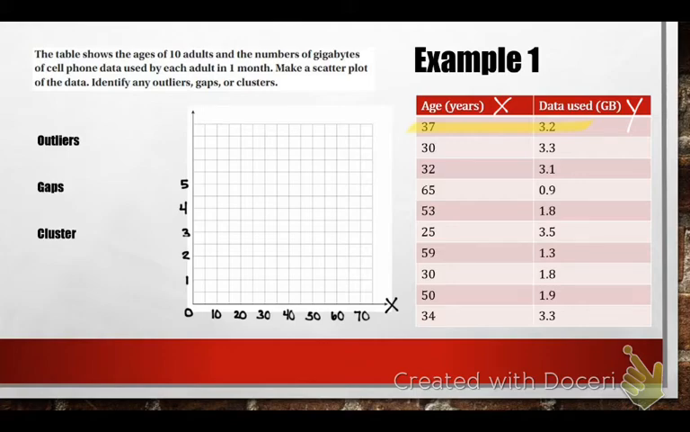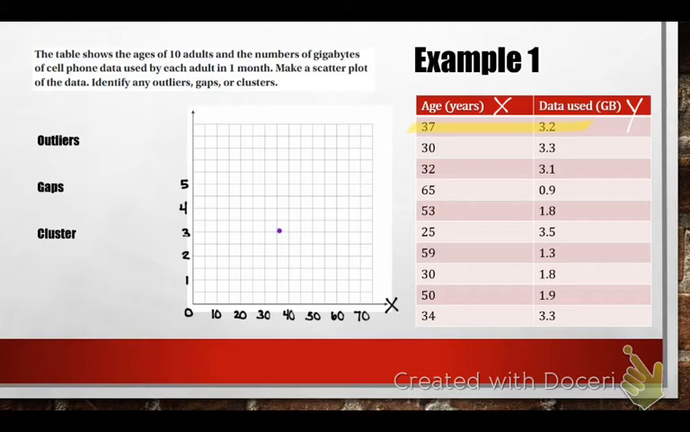So the first one is 37 and 3.2. So I would follow the age over to 37. That's just a little past the 35. And up to 3.2, which would be right about there. Now, again, maybe yours would be a tiny bit higher over to the side. We're not too worried about it. Now, if your point is way over here for that point, that's a problem. You won't need a ruler for this one, but maybe for 6.2.